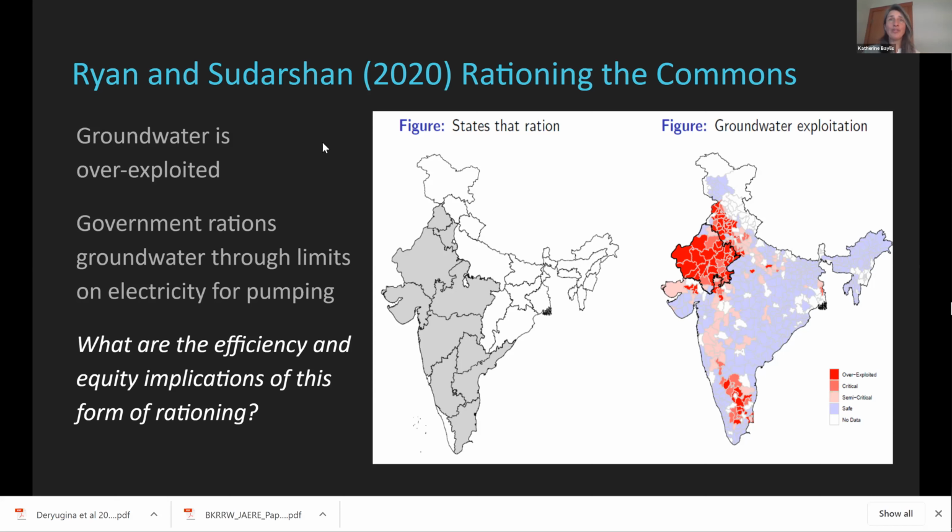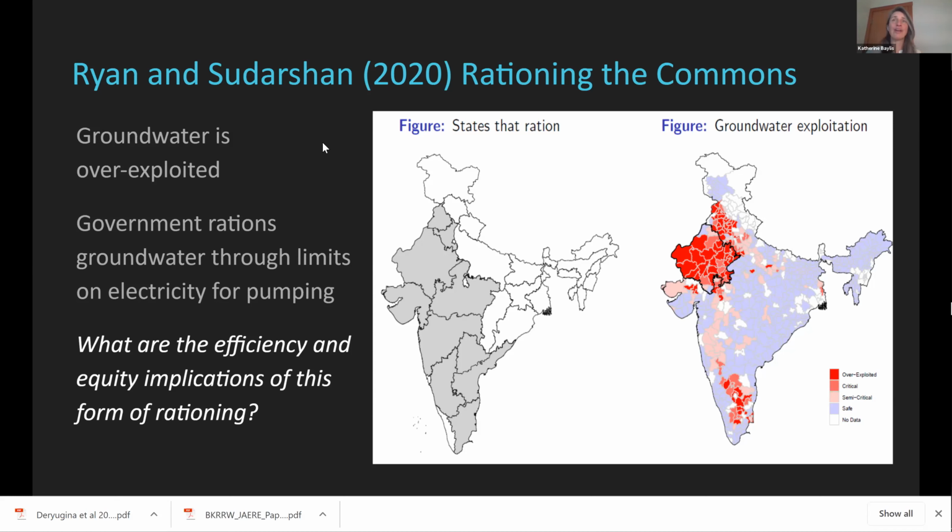What's interesting from a policy perspective is that the way this is being dealt with now is through a very brute force form of rationing. The rationing does not come through saying you get so many liters. It's coming through electricity: you get 6 hours a day of electricity to pump water, no more. So the rationing is coming through electricity that's then used for pumping.